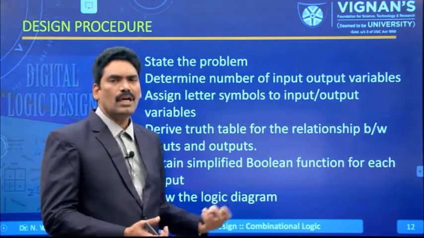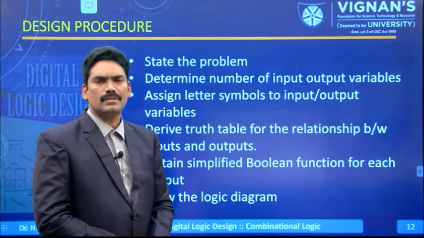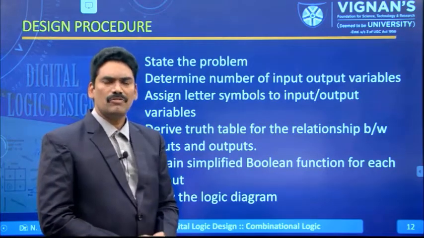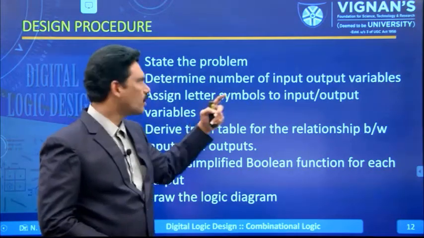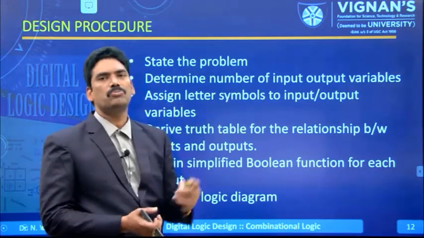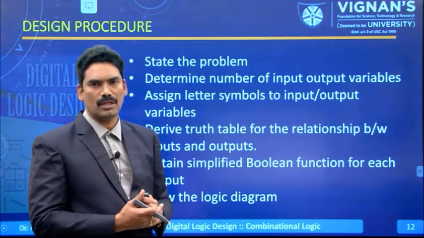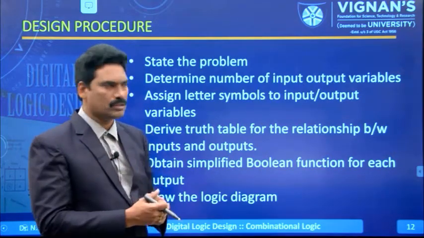Now, let's see how to design a combination circuit. What are the design steps for a combination circuit? The design step is, first we have to state the problem, the statement of the problem, and then determine the number of input variables. We have to determine how many input variables there will be, and we have to specify the number of output variables also.